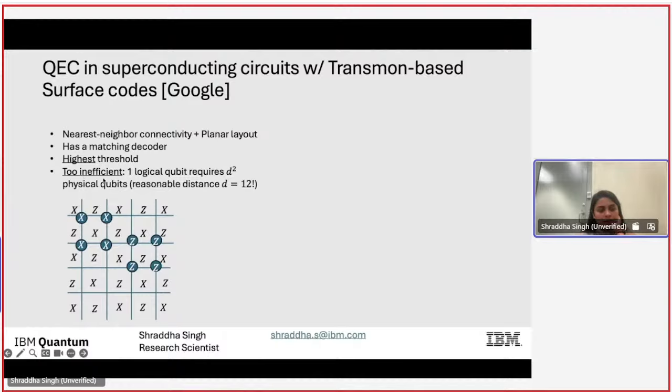Now, the problem with them is they are too inefficient. One logical qubit requires d squared physical qubits, where d is the distance of your code. So if you wanted to protect yourself against a single qubit error only, even then you would require an encoding which takes 9 physical qubits. And that's just 9 physical data qubits. In addition, you would need ancilla qubits, which are around 8 in number. So you need 17 qubits just to correct for a single qubit error.